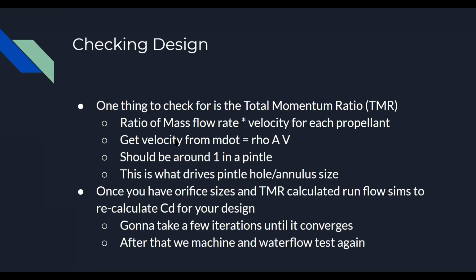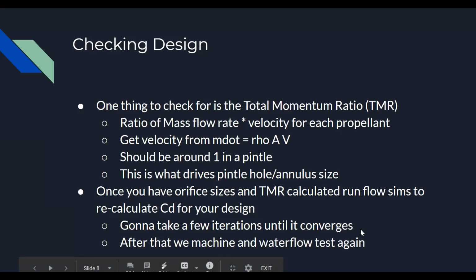Once you make sure that your TMR, total momentum ratio, is around 1, and you have all your orifice sizes and your geometry and everything, you go ahead and run flow sims. That will give you everything you need to recalculate the discharge coefficient and see whether or not your guess is accurate to the geometry you made. And you keep doing that until everything converges.